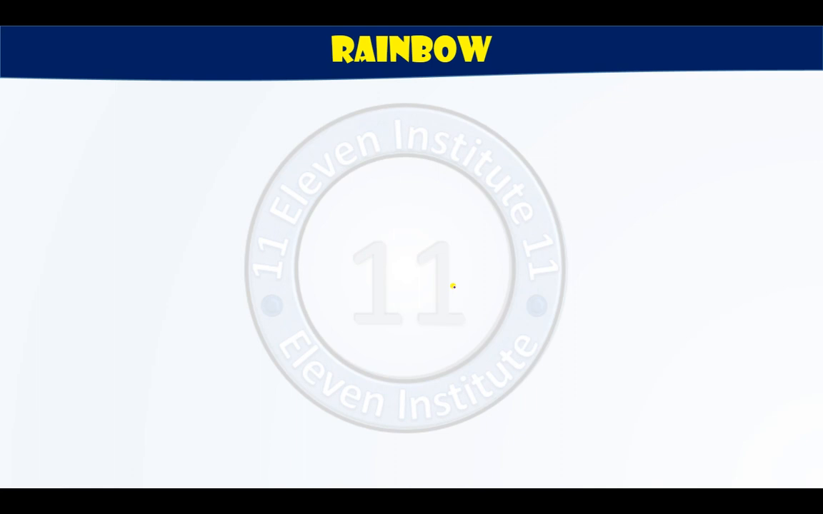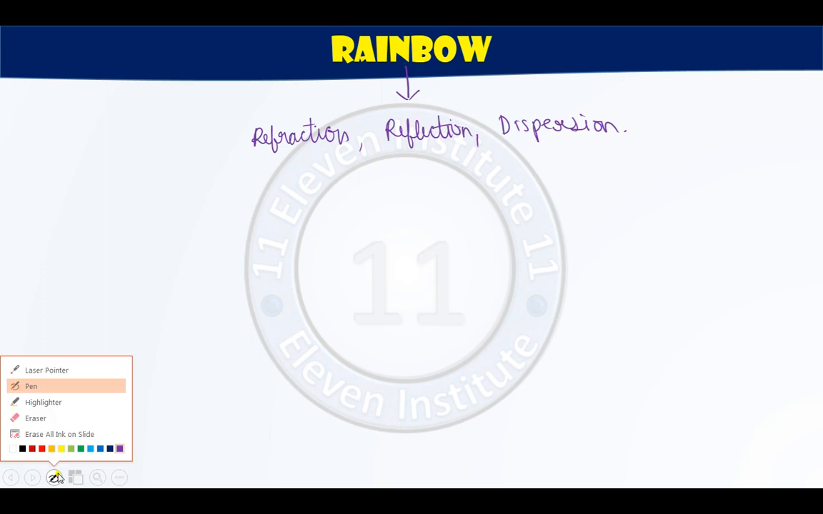Next topic is about rainbow. Now rainbow involves multiple things together. It involves refraction, it involves reflection, and it involves dispersion also. 3 phenomena are involved in formation of a single rainbow.